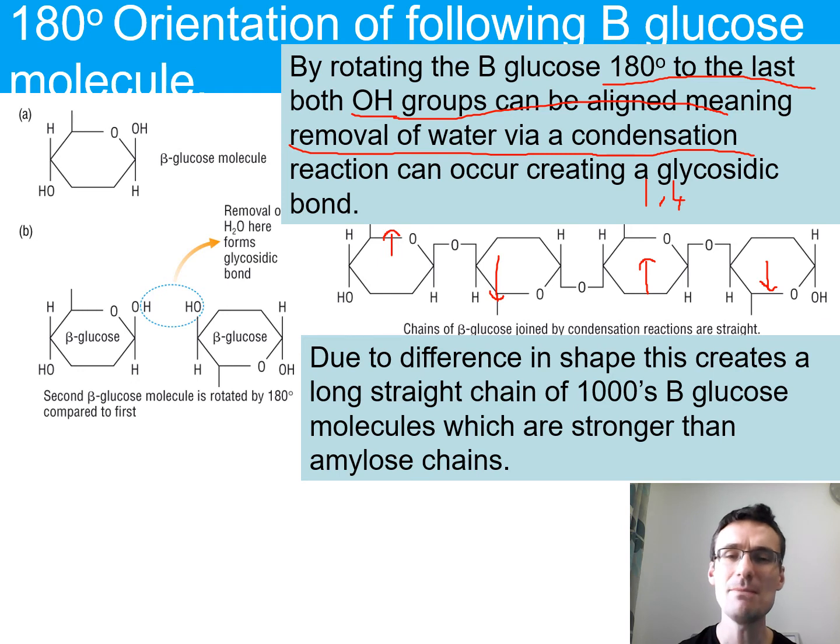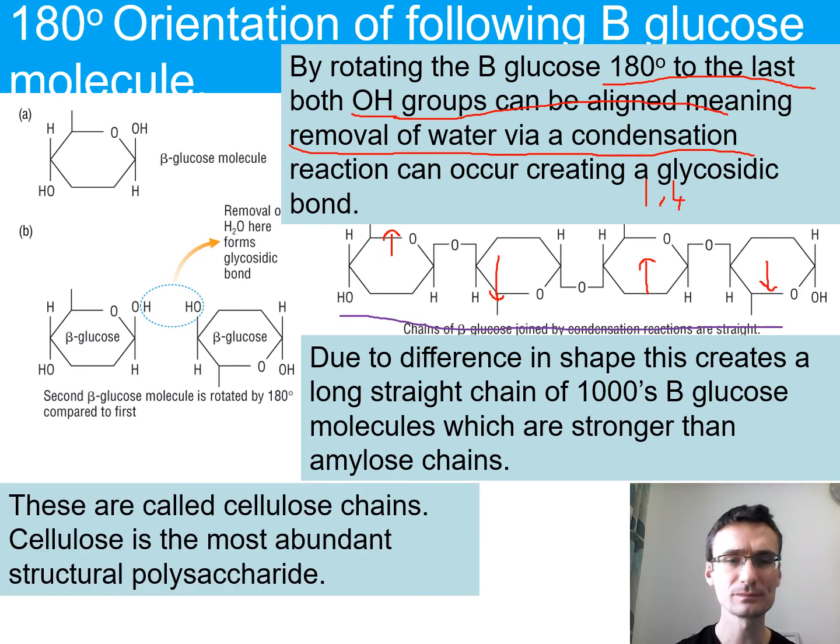It means the shape becomes different, and the bonds don't cause the spiral shape as they bond. So you get long straight chains of beta glucose forming what we call one cellulose chain. So this whole thing is one cellulose chain. It could be 1,000 chains long.